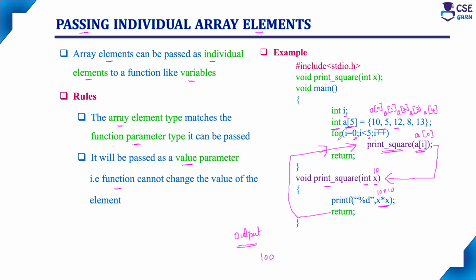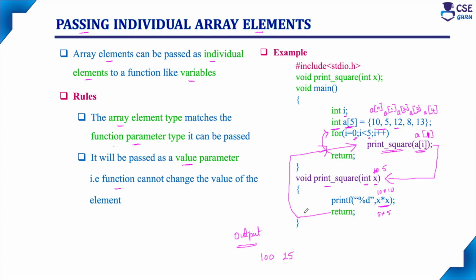But the for loop is not yet terminated. Okay, and the control goes to the for loop now. The i value will get incremented to 1, and then again it will call the user-defined function with a of 1, since the i value was 1. In a of 1, what is the value? 5. Now 5 will be passed. Okay, and here it will print 5 into 5, and that will be printed on the output screen. So 5 into 5, 25 we will get.